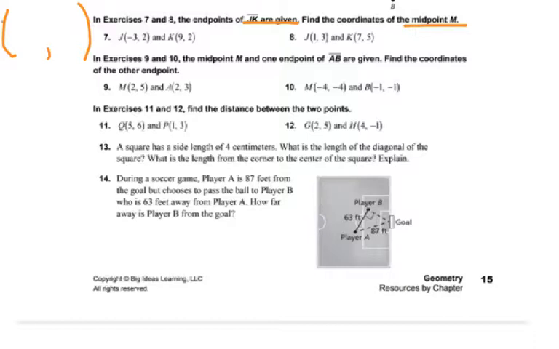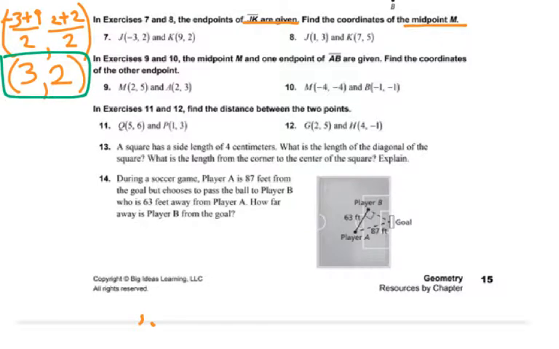So in J, it's -3, and in K, it's 9. So you add them together, you divide by 2. The y coordinate in J is 2, and then you add another 2 and you divide by 2. So for number 7, -3 plus 9 is 6, divided by 2 is 3, and 2 plus 2 is 4, divided by 2 is 2, and so this is my midpoint. I expect to see that kind of work on your paper.